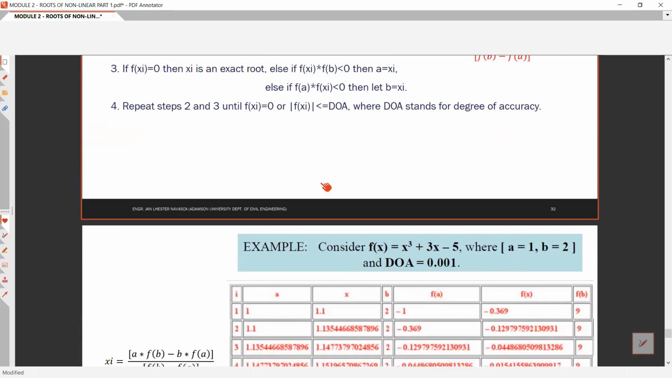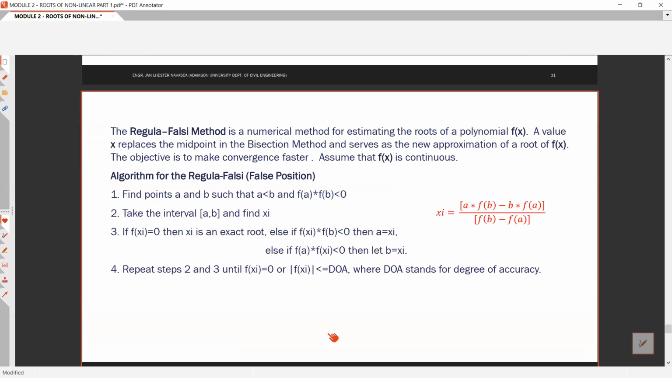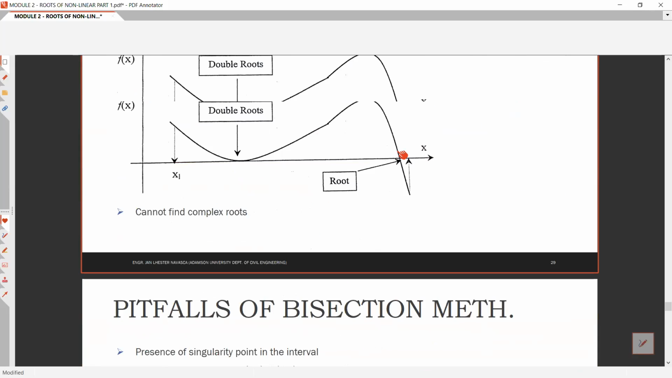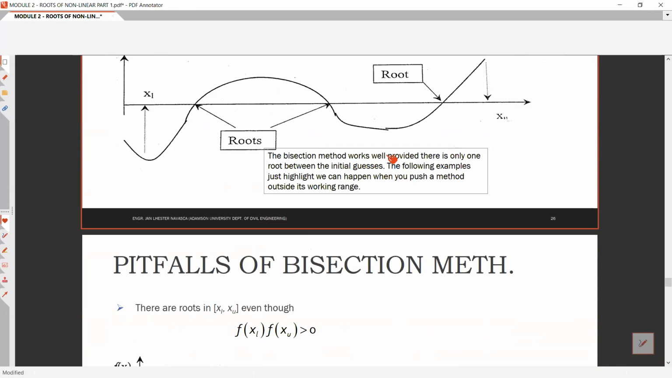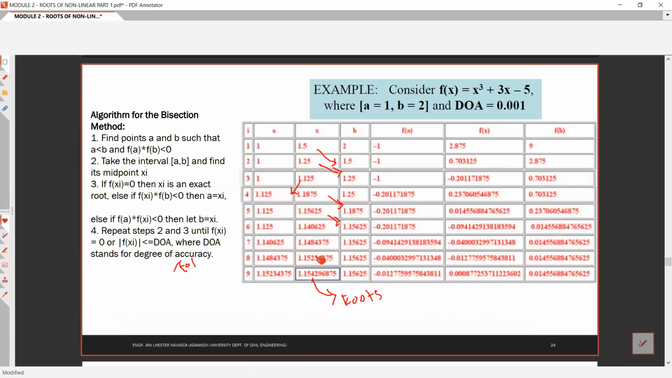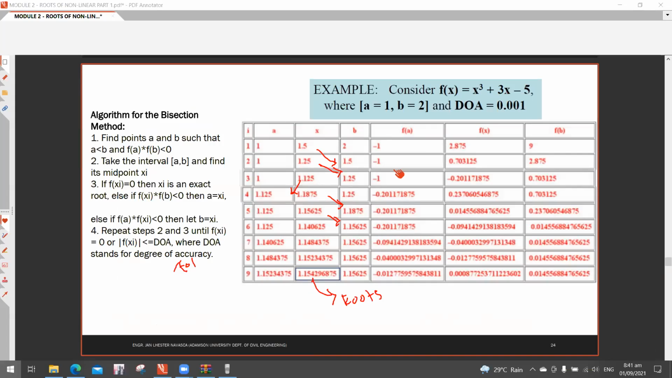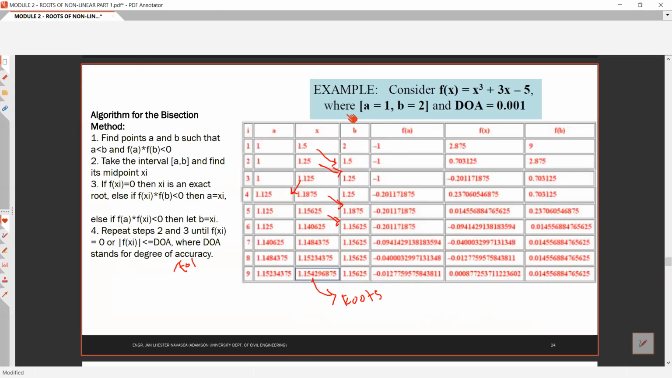I have a question. Sige, question muna ako. Paano niyo malalaman kung hindi kayo nag-graph? Paano niyo malalaman kung nasan yung interval nyo? Balik tayo dito sa first problem kanina. Kunyari, hindi kayo nag-graph sa exam. You have x cubed plus 3x minus 5. How will you find your interval 1, 2?